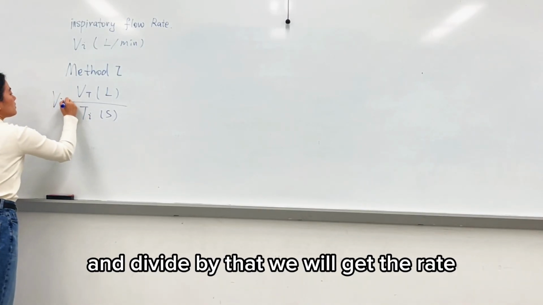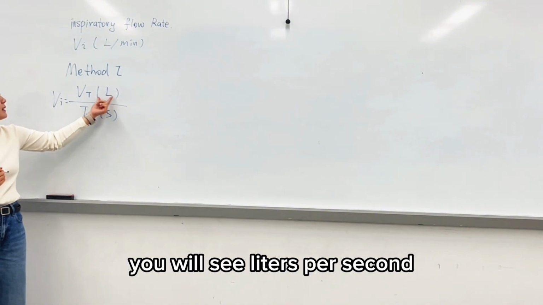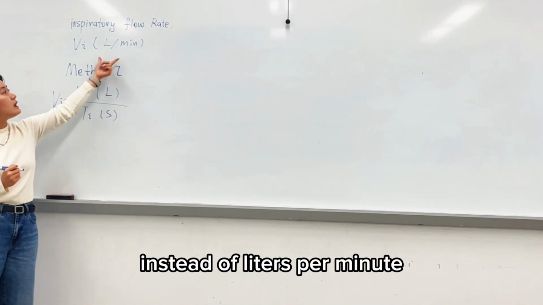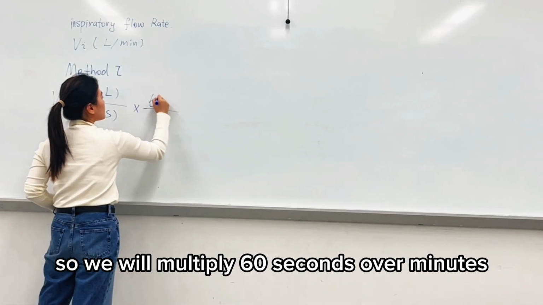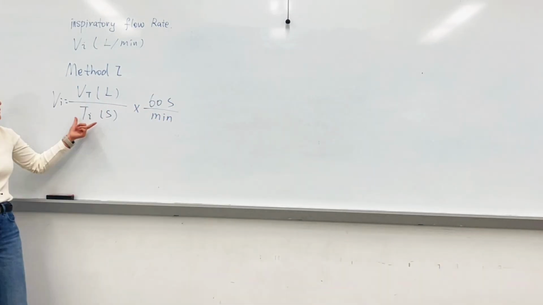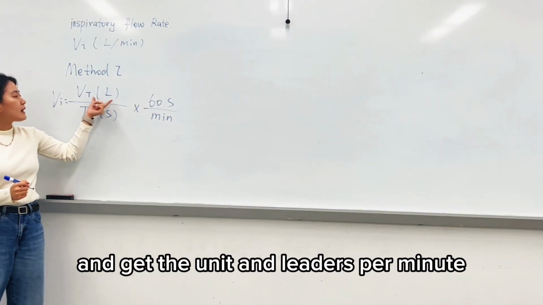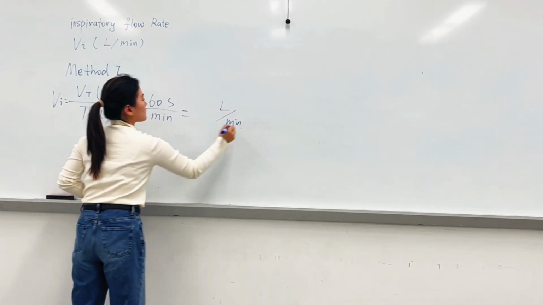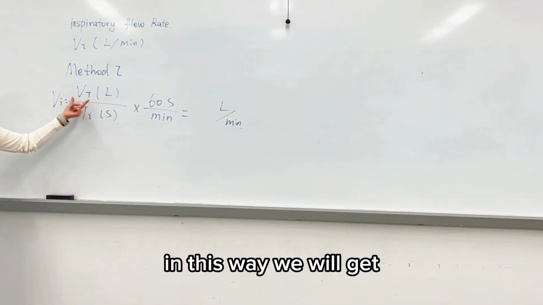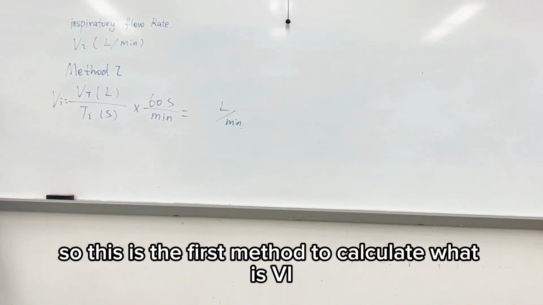Dividing by that, we will get the rate, but if you pay attention to the units, you will see liters per second instead of liters per minute. But what we want is liters per minute, so we will multiply by 60 seconds over minute. Only in this way can we cancel out the seconds with seconds and get the unit in liters per minute. In this way, finally we will get the unit as liters per minute. So this is the first method to calculate VI.